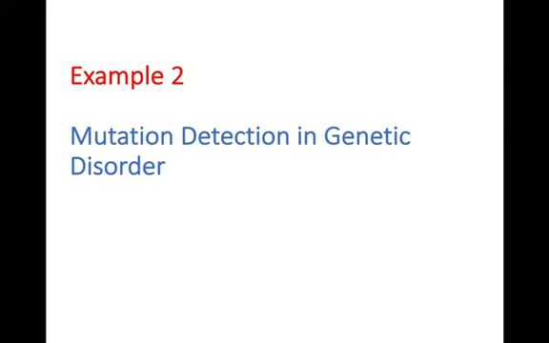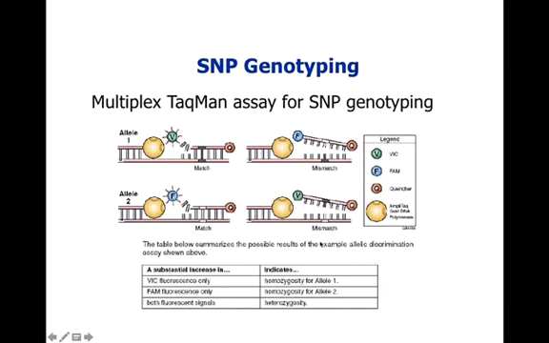So the next application of the real-time PCR is mutation detection in case of genetic disorder as well as cancer conditions. For that purpose, multiplex TaqMan assay for the genotyping is performed, and all the probes specific for any specific SNP are used in a single reaction. And every probe is labeled with a different color dye. So upon the detection of a specific color dye, it specifies a specific SNP actually.